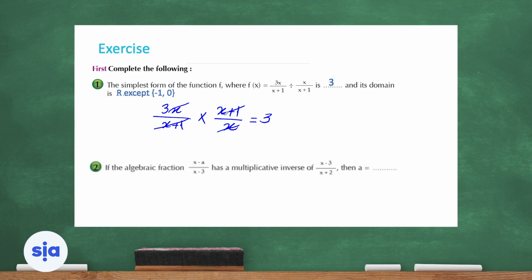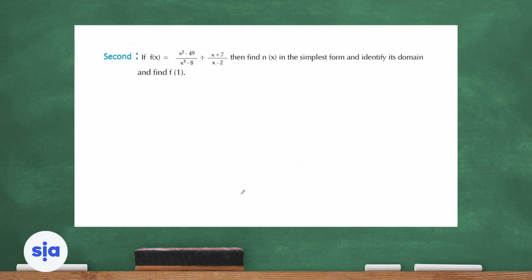Question 2. If the algebraic fraction x minus a over x minus 3 has a multiplicative inverse of x minus 3 over x plus 2, then what is a? As you know, the multiplicative inverse is the flipping, right? So, as you can see, x minus a is equal to x plus 2. In this case, a equals -2. So, a equals -2.